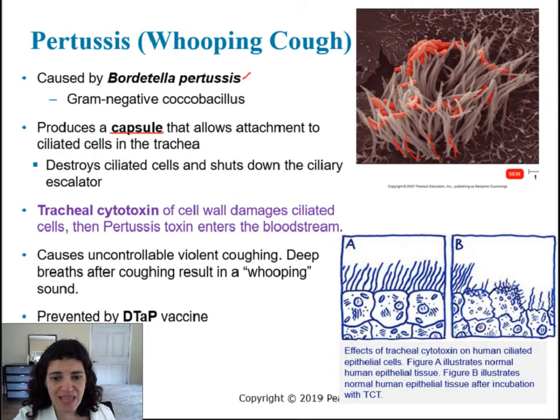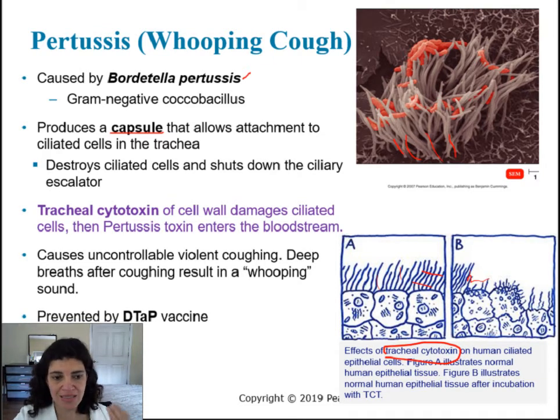So what happens is that the bacteria produce something called tracheal cytotoxin, and this toxin destroys the cilia and the epithelial ciliated cells, and that will cause what? What do the cilia do that is so important for our respiratory system? They trap mucus. So without cilia, your mucus is stuck and cannot be, I said trap, but I meant brush. They brush the mucus down to the esophagus.